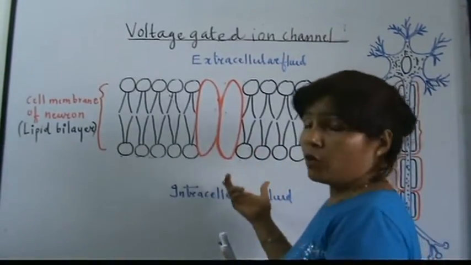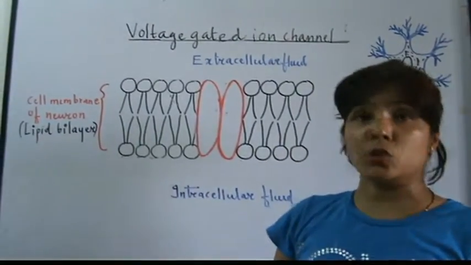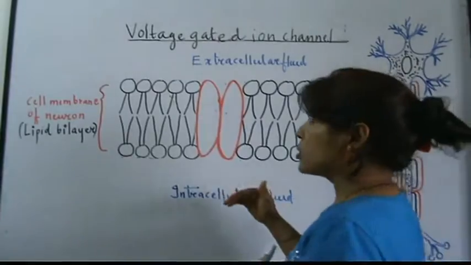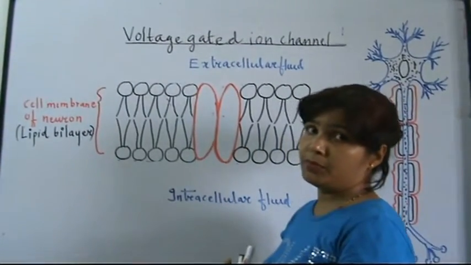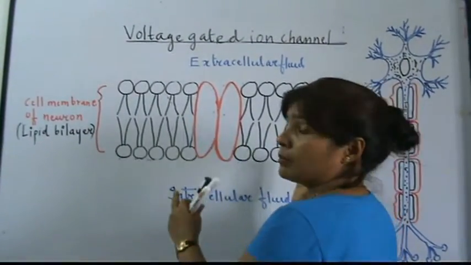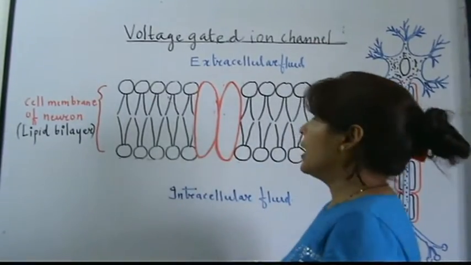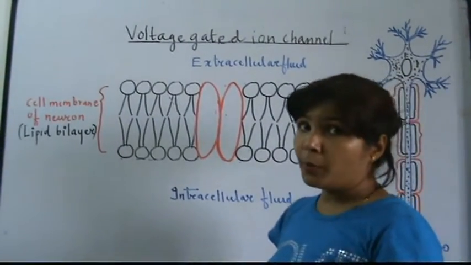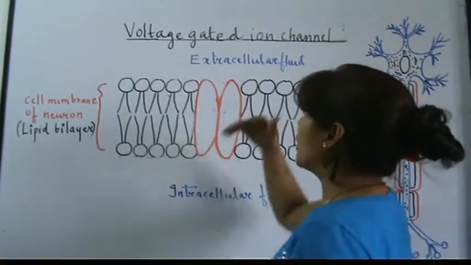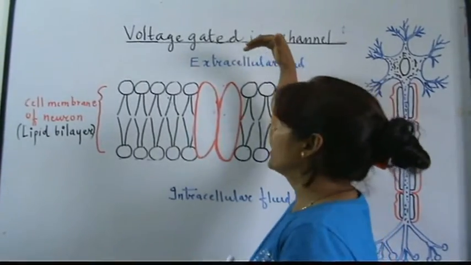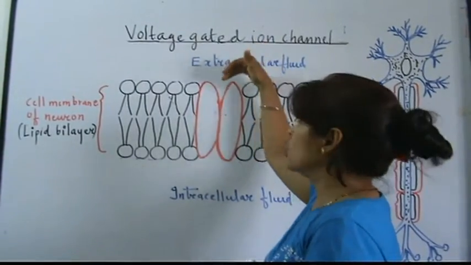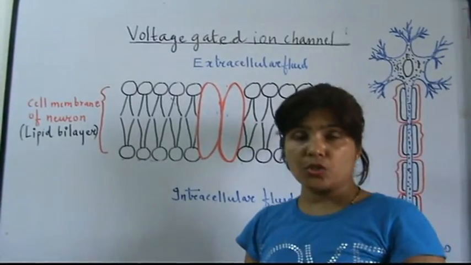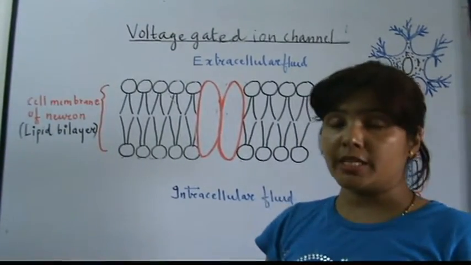Okay, for example, this is a voltage gated sodium ion channel. So in response to change in the membrane potential, the voltage gated sodium ion channel opens up and allows the sodium ions, which you remember from a previous lecture are more outside, to flow from the area of their higher concentration to the area of their lower concentration. So this is all about voltage gated ion channel.